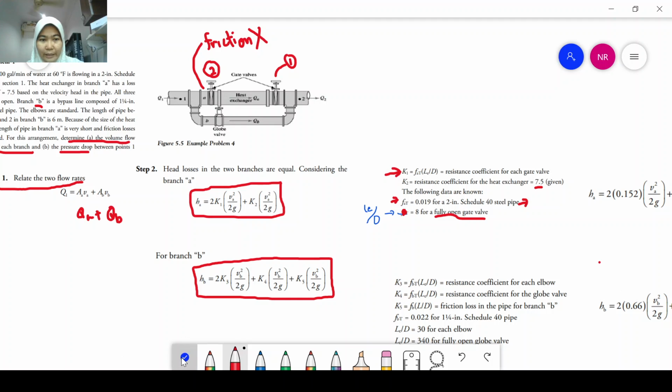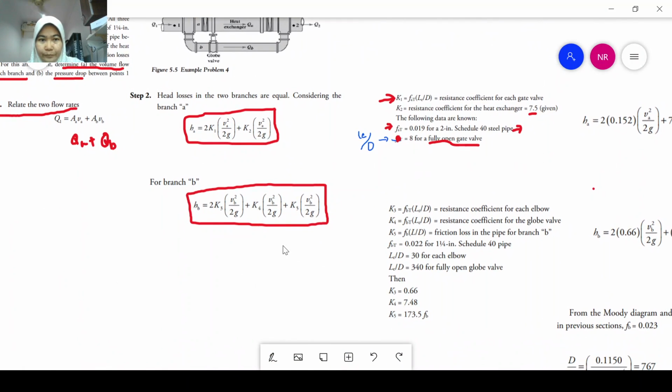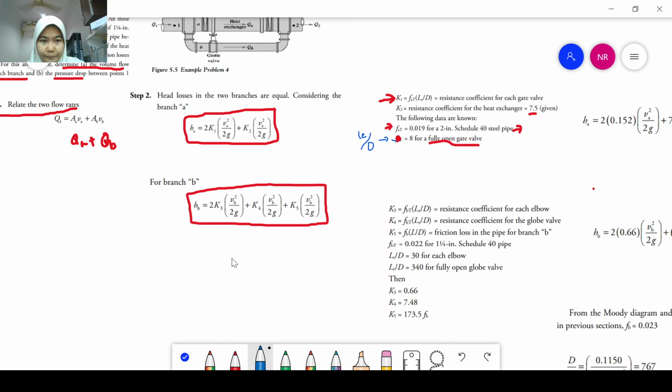So let's look at branch B. What do we have in branch B? How many types of losses? We have K3. K3 is the resistance coefficient for each elbow. We have two elbows here, 1 and 2. That's why you have this 2K3, because this is for elbows, times VB to the power of 2 over 2g.